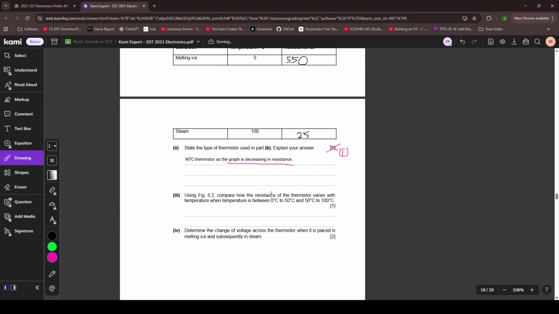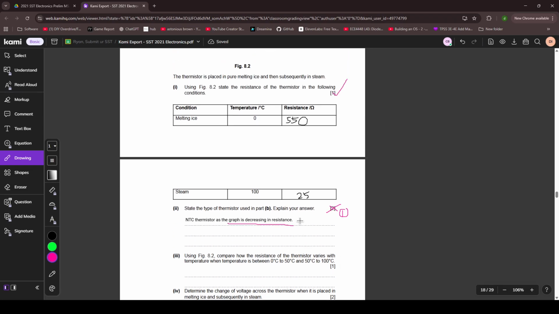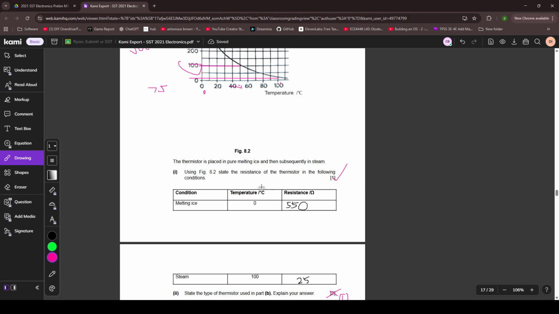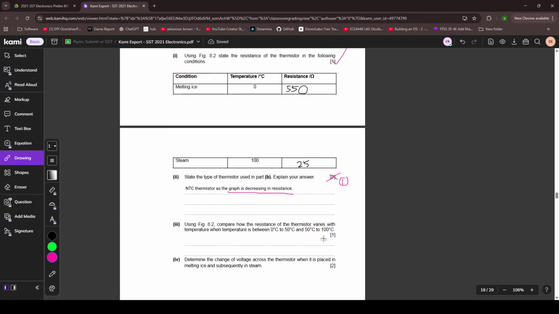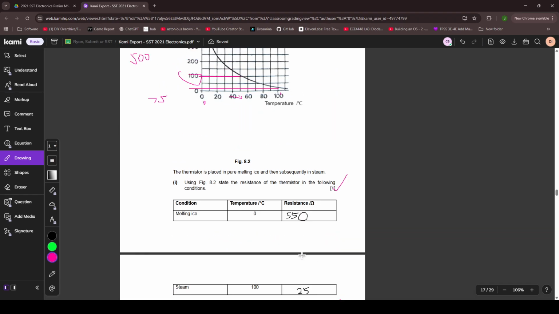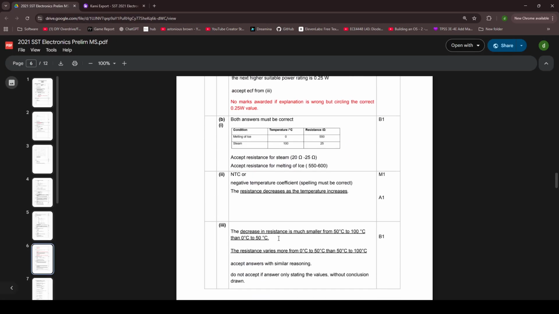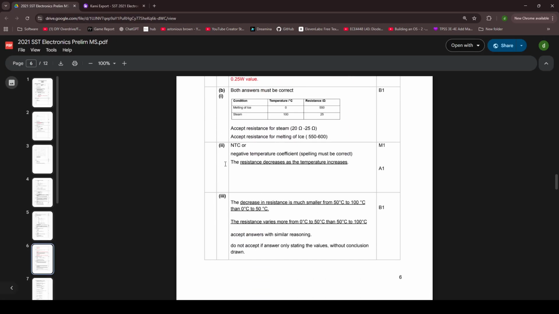So the answer is from 0 degrees to 50 degrees, the resistance drops much more significantly than from 50 degrees to 100 degrees, and then you can quote values if you want. Yeah, yes.